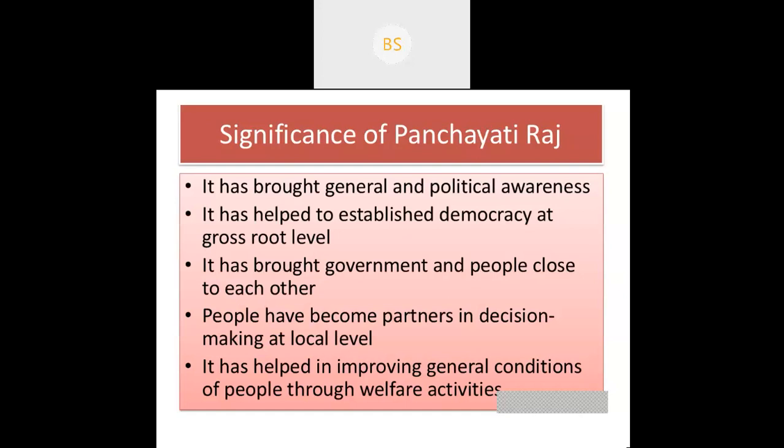By introducing this Panchayati Raj system, the people became more aware. Now they came to know what things are there near their places. They came to know that they should be aware of the facilities which are given by the government.